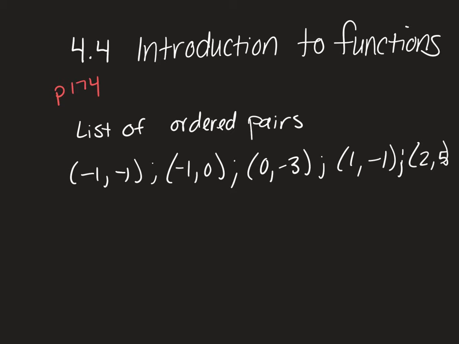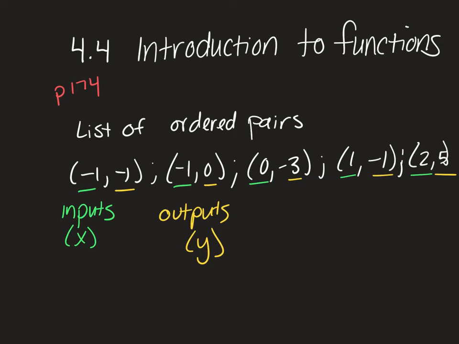And this is what you put in. So these first numbers are your inputs, which are also your x values. And then the second ones are the outputs, which are your y's. So to tell if something is a function by just looking at this set of ordered pairs, you really only need to look at the inputs.